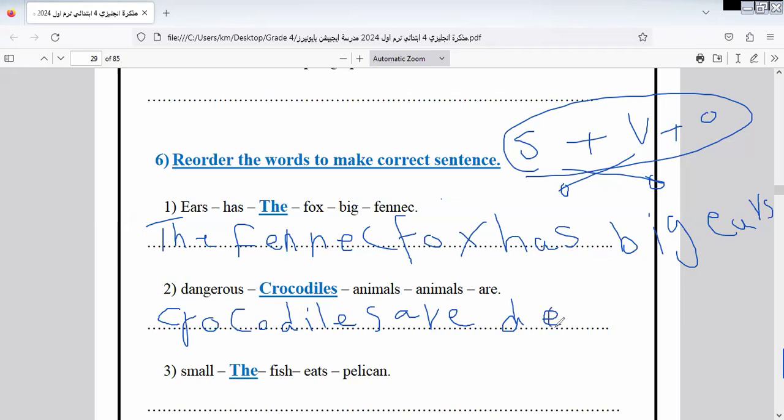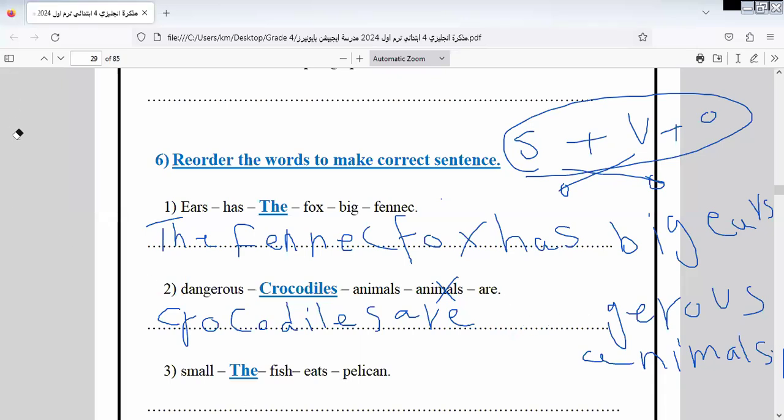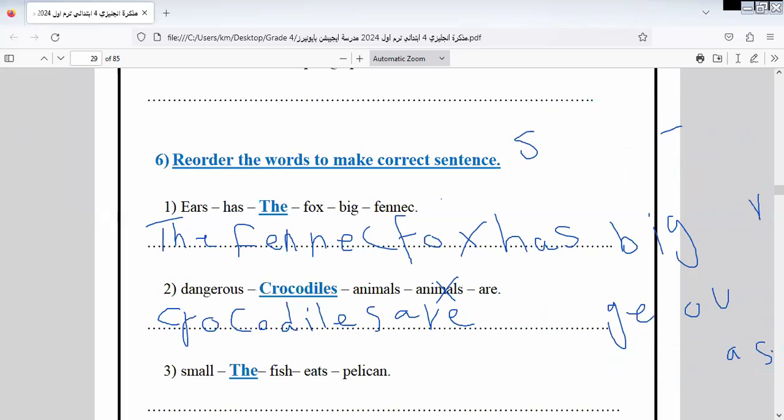Animals is repeated 2 times. I think this is wrong. Here we have crocodiles are dangerous animals. Okay, this is the answer of this sentence. So crocodiles are dangerous animals. Okay. I will leave the last one for you to do by yourself. Let's go to another one.